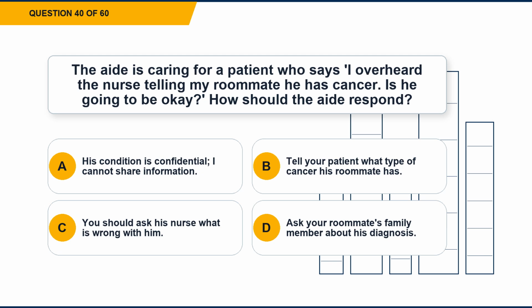Question 40. The aide is caring for a patient who says, "I overheard the nurse telling my roommate he has cancer. Is he going to be okay?" How should the aide respond? Option A. His condition is confidential. I cannot share information. Option B. Tell your patient what type of cancer his roommate has. Option C. You should ask his nurse what is wrong with him. Option D. Ask your roommate's family member about his diagnosis.